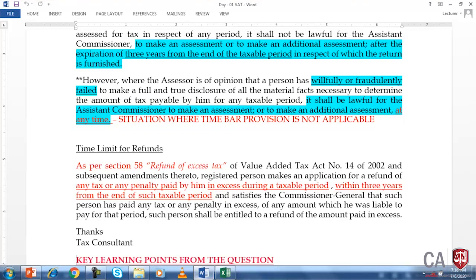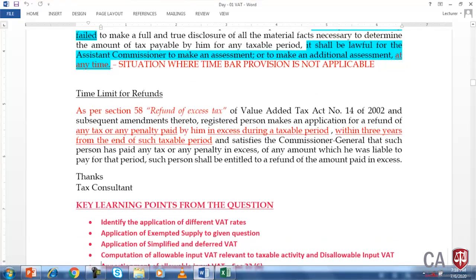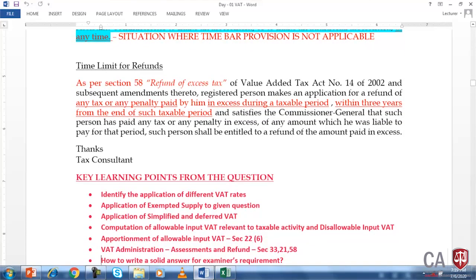Now, in this question, the application part has no scenario given, so the 4 marks are for the theoretical part asked. Then, time limit for refund, as per section 58, refund of excess tax. A registered person may make an application for a refund of any tax and penalty paid in excess by him during the taxable period within 3 years from the end of the taxable period. Both time bar periods are the same. Then the rest of the answer I am not going to discuss.